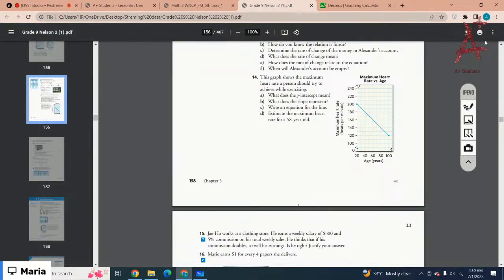Okay, let's just look at the y-intercept. Here the y-intercept is at 200. That means, here you have age is 20, that means a 20 years old has a maximum heart rate that is 200. Got it? That's what the y-intercept means. Okay, the second one is what does the slope represent? You can see the values are starting from 200 and they are decreasing. That means as your age is increasing, the heart rate is decreasing. Got it?